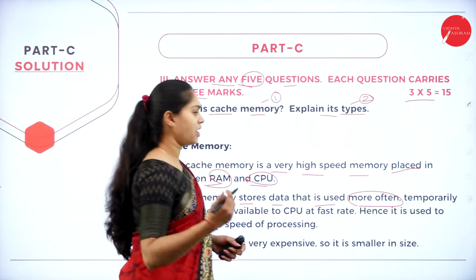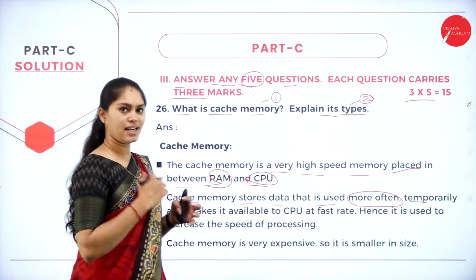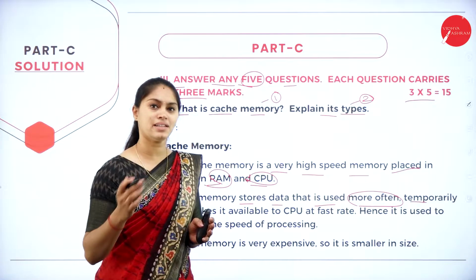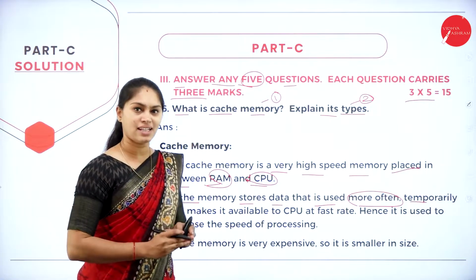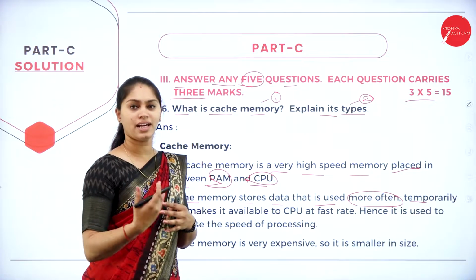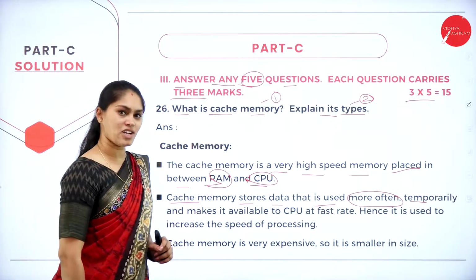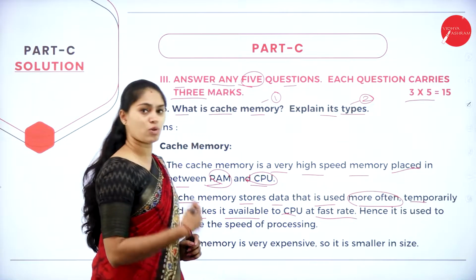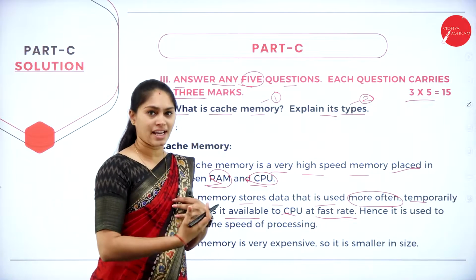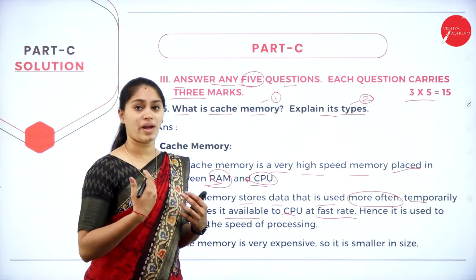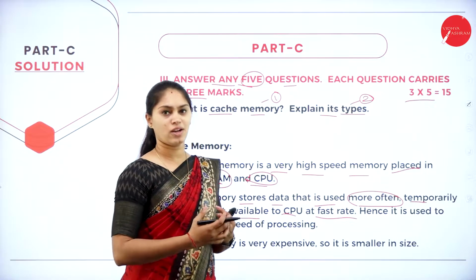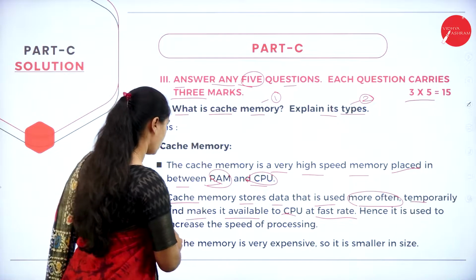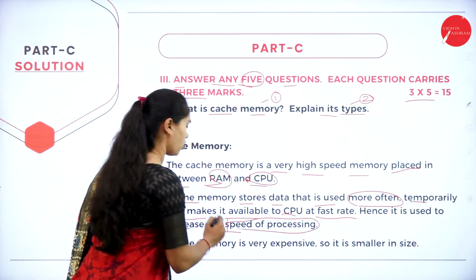It stores data temporarily, which is needed for immediate or instant processing by the computer system or the CPU. That kind of data and information will be stored in this cache memory, and it makes it available to the CPU at a fast rate. When the data is given to the CPU at high speed, the processing will also be very fast. So you can expect high speed of data processing with the help of cache memory. That is the reason it increases the speed of processing.